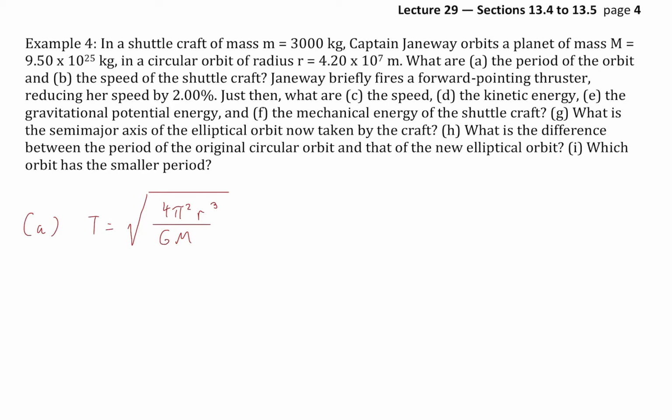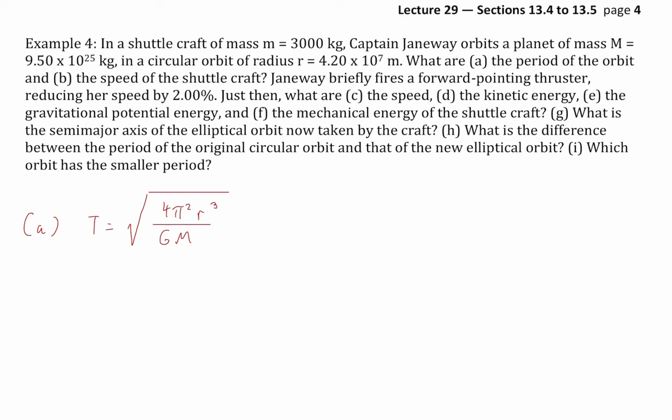This is where it gets different. Okay, so we'll solve for that initial setup. But then something's going to happen. Janeway briefly fires a forward-pointing thruster, reducing her speed by 2%. Just then, what are the speed and the kinetic energy and the gravitational potential energy and the total mechanical energy of the shuttlecraft? Okay, we're going to use those last equations we saw in the key formulas. The equations that show the relationships between kinetic energy, potential energy, and total energy of a satellite.